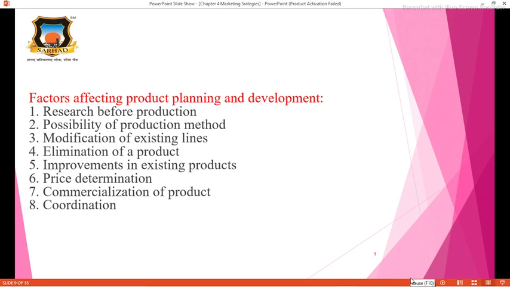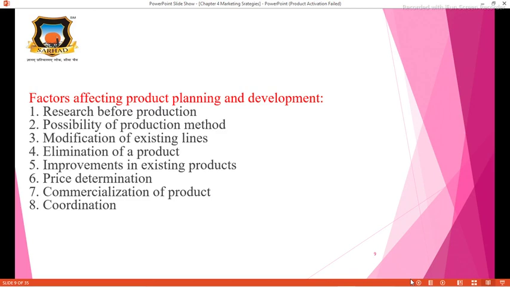The next is improvements in existing products. Product planning also includes improvements in the characteristics, features, quality, packing, labeling, etc. of an existing product in keeping with the changing requirements of the customers as well as the policies of the competition.